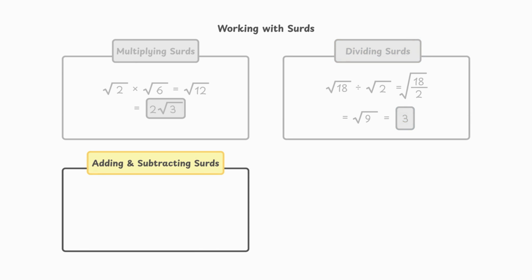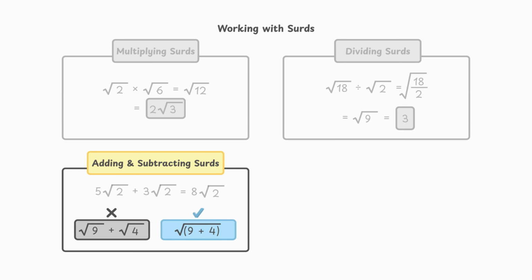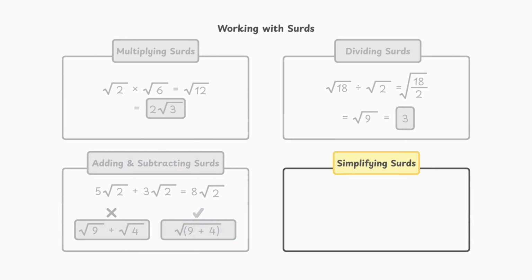When adding or subtracting surds, you can only combine like surds, those with the same square root part. So 5 square root of 2 plus 3 square root of 2 simplifies to 8 square root of 2. But you can't combine unlike surds, like square root of 9 plus square root of 4. Remember, square root of 9 plus square root of 4 is not the same as square root of 9 plus 4. To simplify surds, look for square number factors inside the root. For example, square root of 20 can be simplified as square root of 4 times 5, which becomes 2 square root of 5.